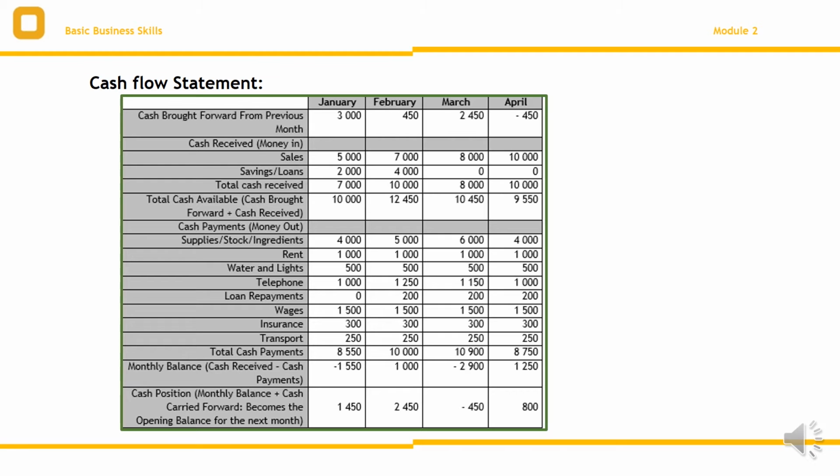In the cash flow statement, we only record cash items. So you would record under your money in any money that was received. You then also need to record any money or cash payments that came out of the business. So if you made any purchases for stock or for suppliers, if you paid rent, if you paid water and electricity, if you paid telephone. You then would do a comparison of the money in and the money out to be able to see how the business is actually performing.